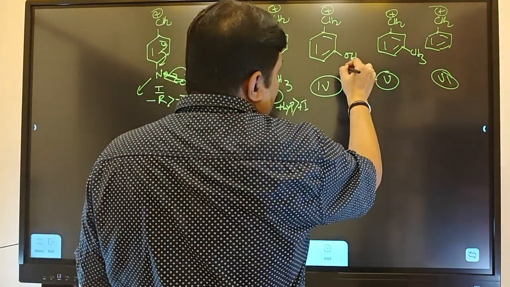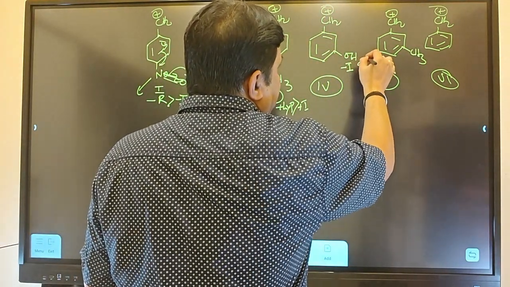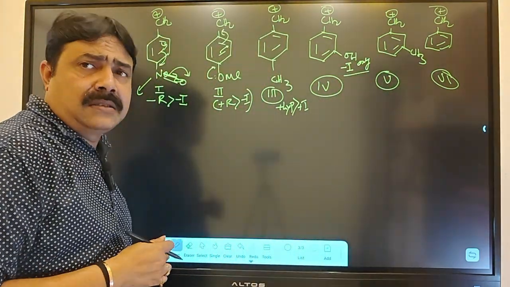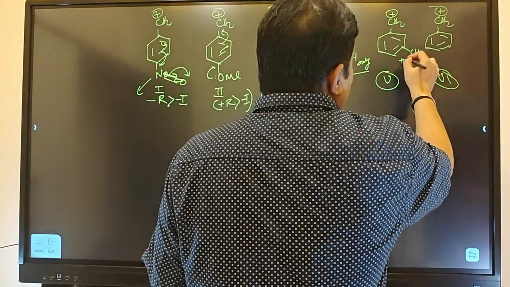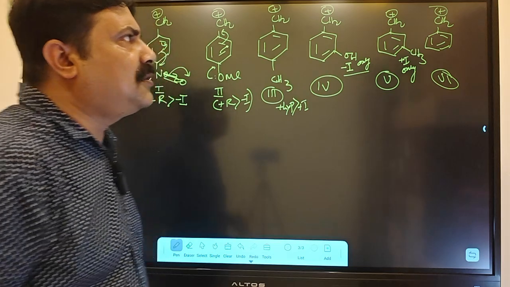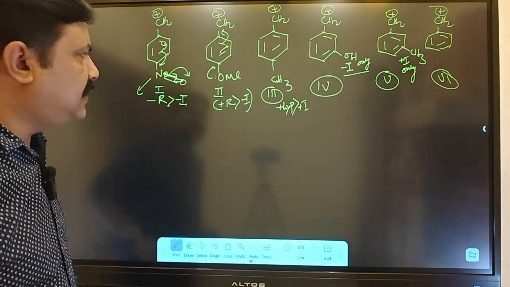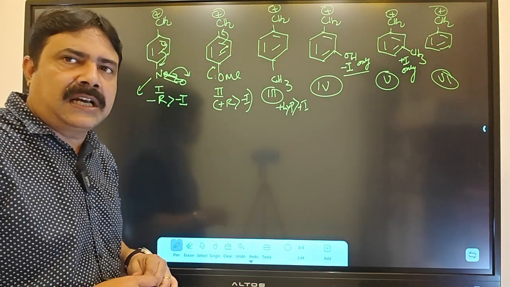Meta position, with respect to the benzylic carbocation, means only minus I. Meta positions show only minus I, no resonance, no hyperconjugation. That's why here it is minus I only, and here plus I only. And the benzene ring is providing only plus R, which is available in all cases. Now the maximum releasing effect is observed for the para position OMe with respect to the benzylic carbocation.